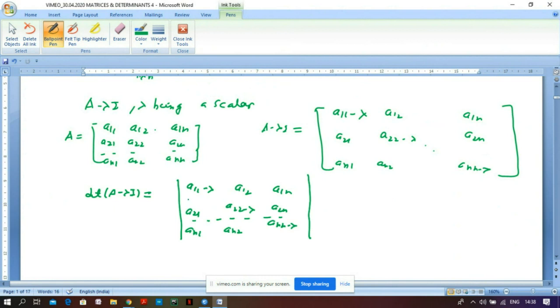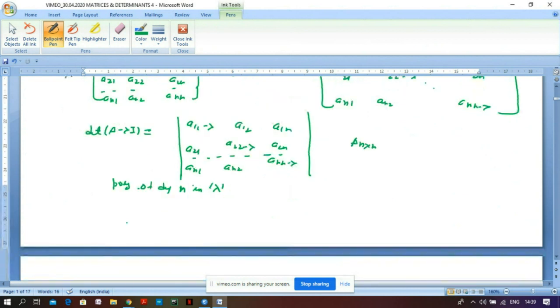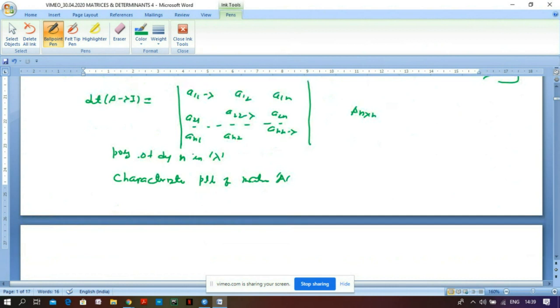So this is the determinant, and now we know it's a polynomial in lambda of degree n, because A has n by n dimension. So this is a polynomial of degree n in lambda. Lambda is the variable. So this determinant is called the characteristic polynomial of matrix A. It means it's a polynomial in lambda, and we name it the characteristic polynomial of matrix A.